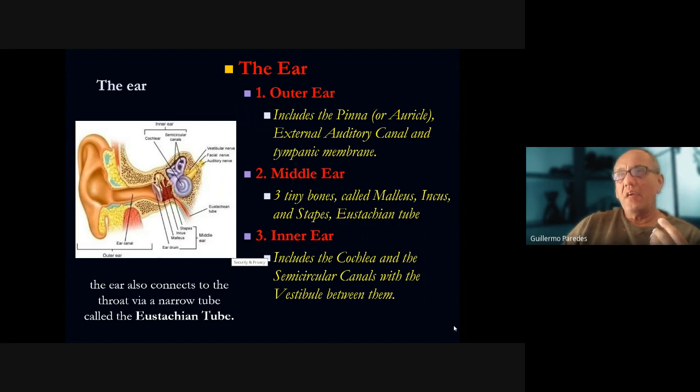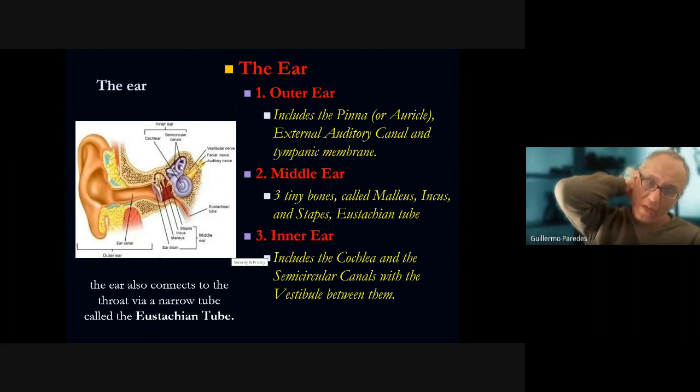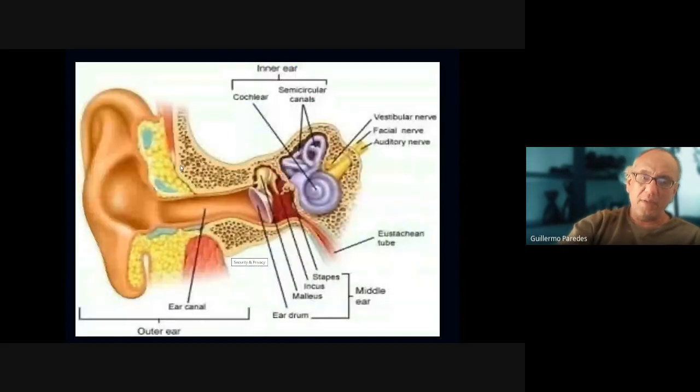So three is going to be a very common number when we talk about the anatomy of the ear. For example, we have the outer ear, the middle ear, and the inner ear. In the middle ear, we have again three bones: the malleus, the incus, and the stapes. In the inner ear, we have another three: the cochlea, the vestibule, and the semicircular canal. So basically everything is three. That is a way that we are going to check our ear anatomy today.